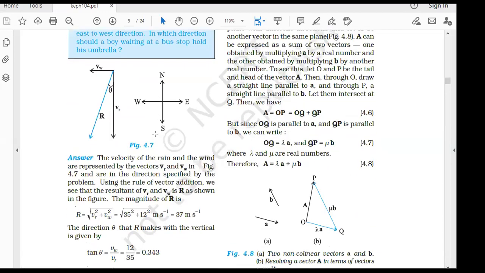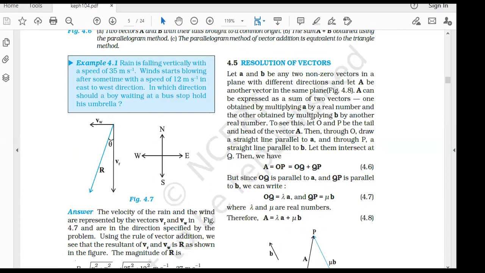Okay. Resolution of vectors. I told you resolving means making it into simpler, smaller pieces.